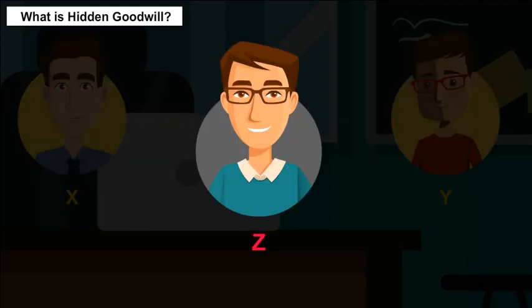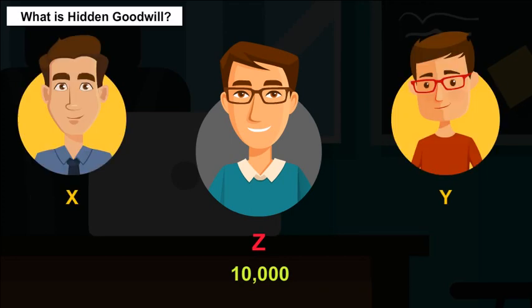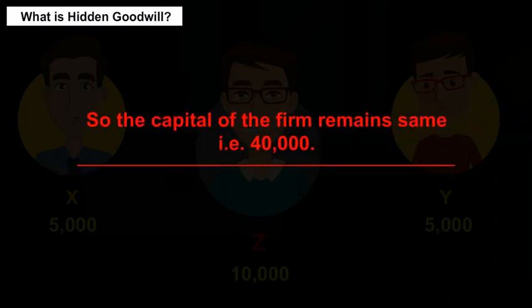1,50,000. If the goodwill is not raised, then Z's account will be debited by 10,000 and X and Y's accounts will be credited by 5,000 each. So, the capital of the firm remains the same, that is 1,30,000.